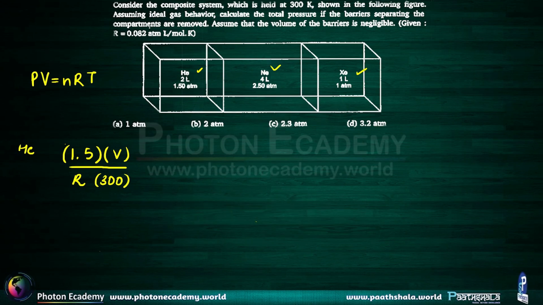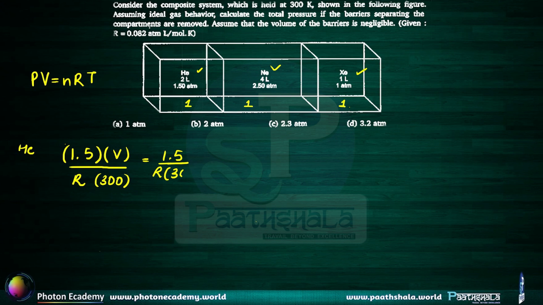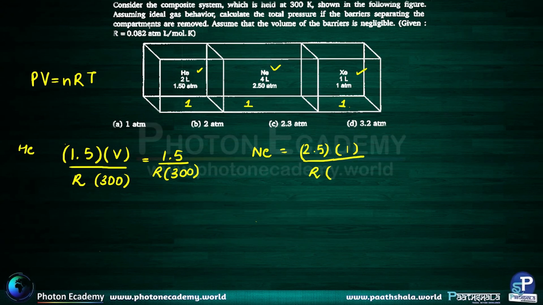Now, we can assume that the volume of each of the compartments is say 1 liter. So this would become 1.5 divided by R into 300. Similarly, for the neon compartment, the pressure is 2.5 into volume 1 divided by R, and temperature is 300 Kelvin again. The volume for helium was given to be 2 liters, and that for neon is given to be 4 liters.